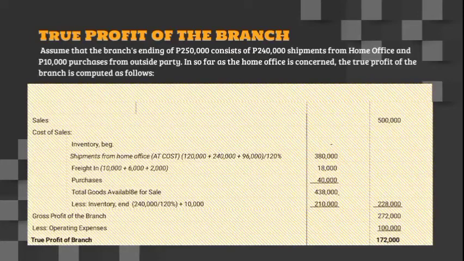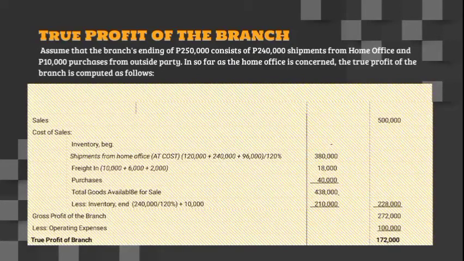From that, we will deduct the total goods available for sale at cost and the total inventory to get the cost of sales, which is 228,000. Then proceed with the usual process. Just look at the sales, 500,000 minus the COGS, which is 272,000, less operating expenses, 100,000. The true profit of the branch is 172,000.